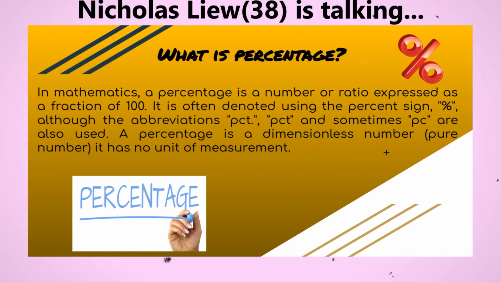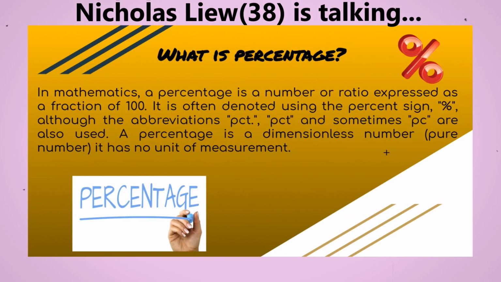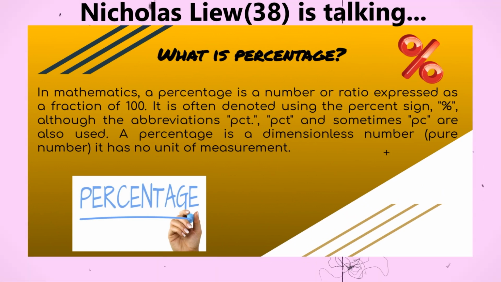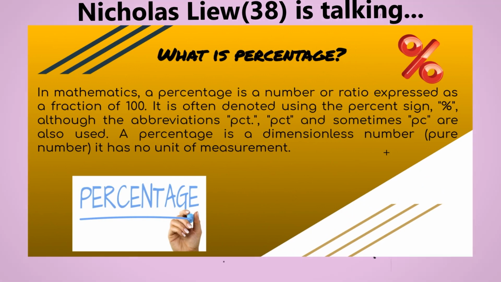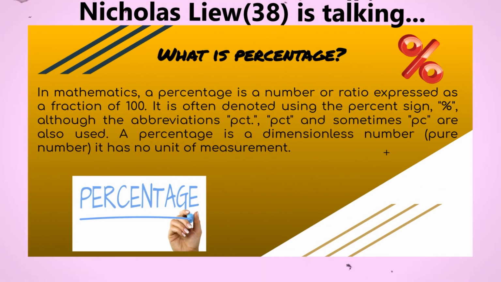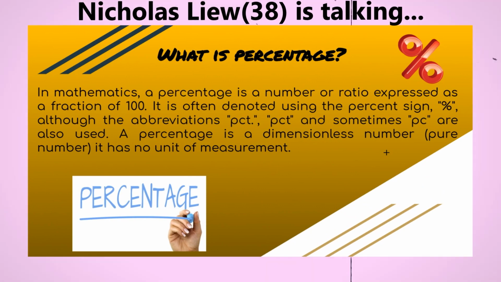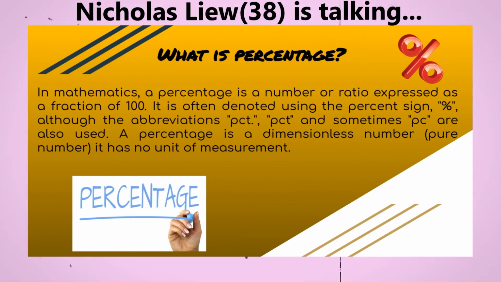What is percentage? In mathematics, a percentage is a number or ratio expressed as a fraction of 100. It is often denoted using the percent sign, although the abbreviation PCT and sometimes PC are also used. A percentage is a dimensionless number, a pure number. It has no unit of measurement.